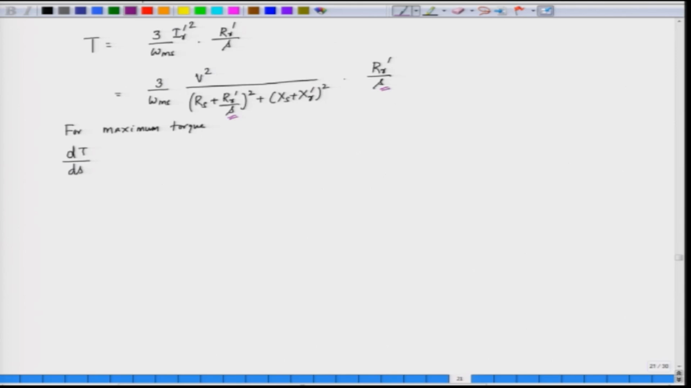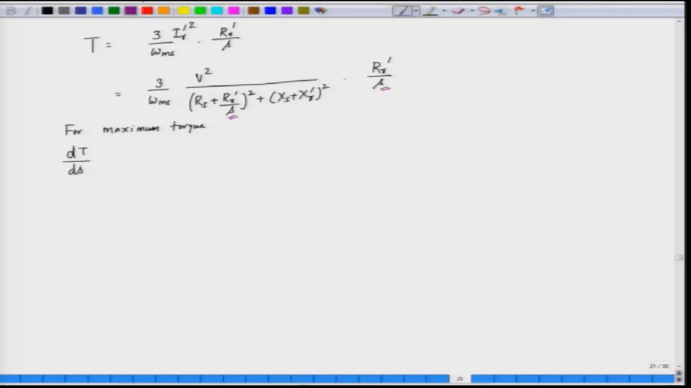The voltage is fixed, the synchronous speed is fixed, we are having a fixed voltage and fixed frequency supply. The stator resistance is fixed, the rotor resistance is fixed, the stator and the rotor reactances are fixed. So, the only variable on the right hand side is the slip. So, for the maximum torque, dT by ds has to be equal to 0.